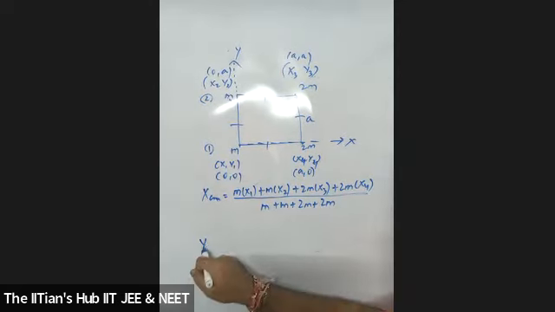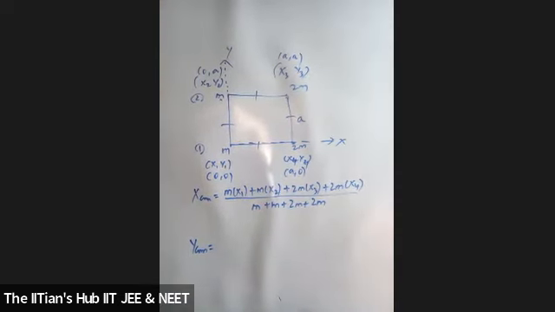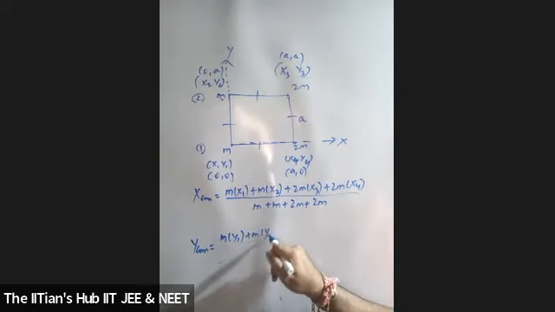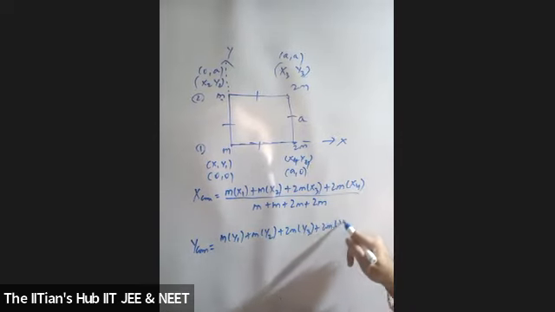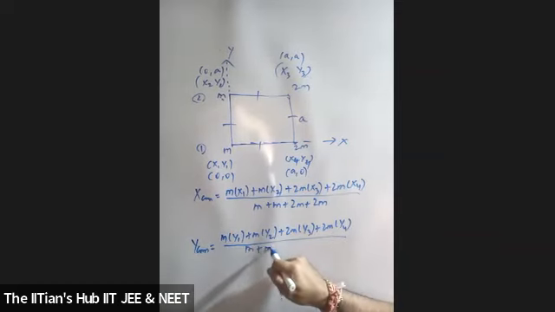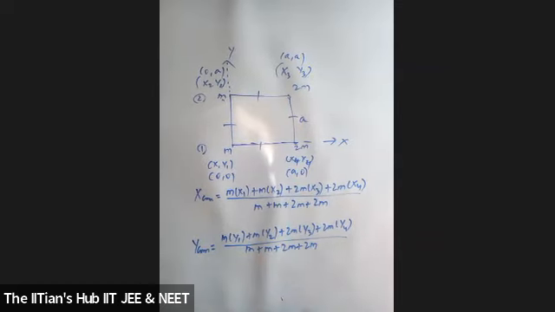What about YCM? What is YCM, students? You will get YCM because the particles are placed in the XY plane. So here it will be M1y1 plus M2y2 plus M3y3 plus M4y4 upon M1 plus M2 plus M3 plus M4. Is this clear to all the students in the group? Yes students, is this clear? Everyone?